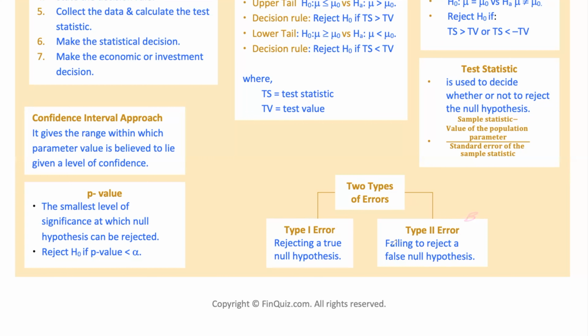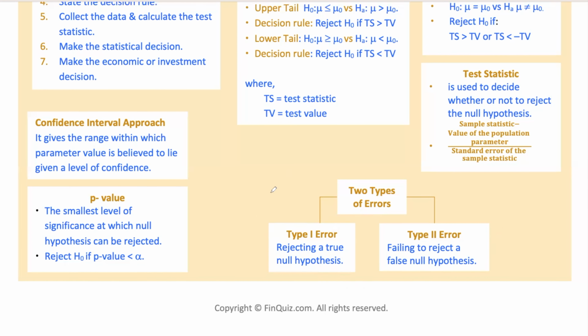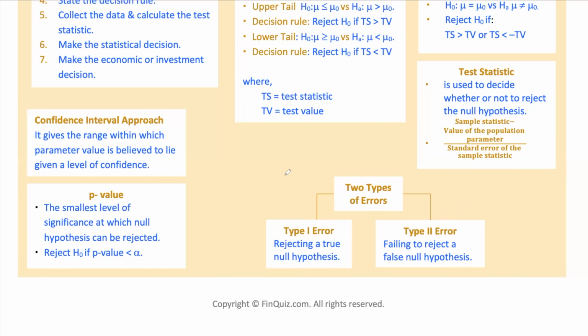There's a trade-off between these two errors. Decreasing the probability of a type 1 error increases the probability of a type 2 error, and vice versa. The key is to balance these risks appropriately. For example, if we set a very low significance level, for example 1%, we reduce the chance of a type 1 error but increase the chance of a type 2 error. On the other hand, if we set a higher significance level, for example 10%, we increase the chance of a type 1 error, but reduce the chance of a type 2 error.